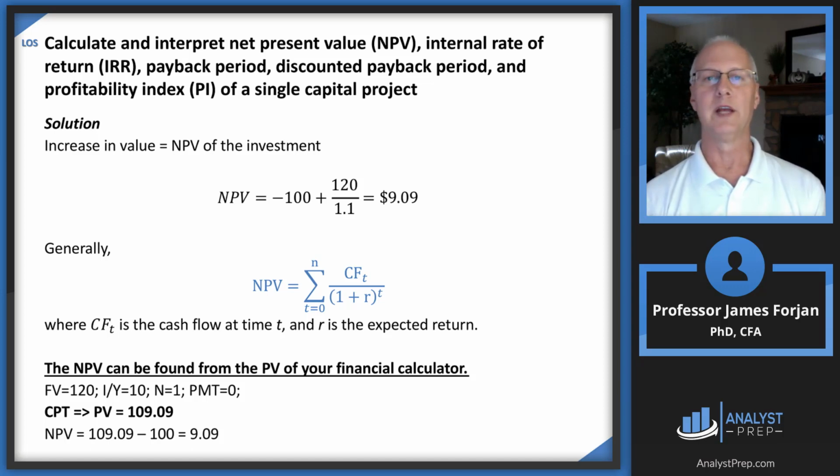Now, there's the formula in blue that you can use, but you're not going to use that, especially on an exam. Just go to the financial buttons on your calculator. And this is an easy one. All we're going to do is use our 5 time value of money buttons. We're going to input future value is 120, interest rate is 10, N is 1, payment is 0. And we're going to compute present value. That gives us the 109.09. And then subtract out the 100. So there's the 9.09. I'm going to show you a shortcut here in a few slides.